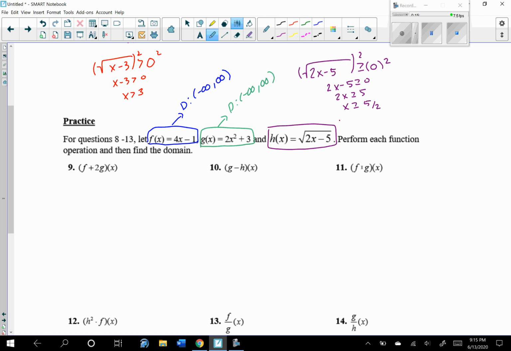And so the domain is going to be, and if you need to make a number line, you can, here's 5 halves. It's a closed circle. We want numbers greater than that, which goes to the right. So bracket 5 halves to infinity.